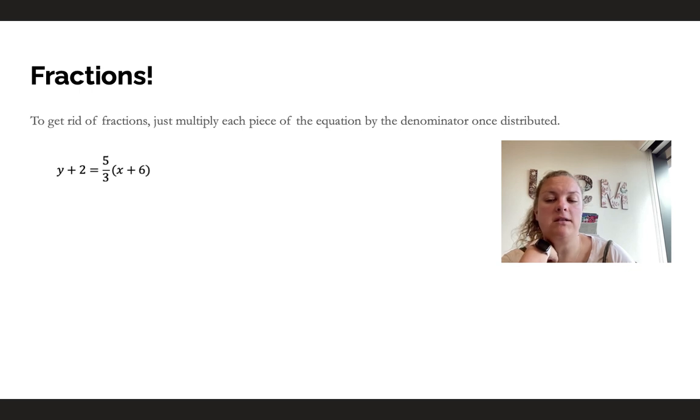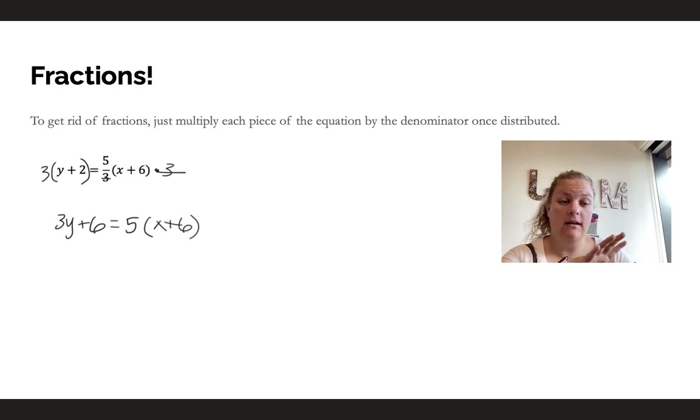So we have y plus 2 equals 5/3 times x plus 6. I see that the denominator in my fraction is 3. So I'm going to multiply everything, including the y plus 2 on the other side, by 3. So that's going to give me 3y plus 6 because I distributed. It's going to cancel this 3 out on the bottom of our fraction. And we are going to be left with 5 times x plus 6.